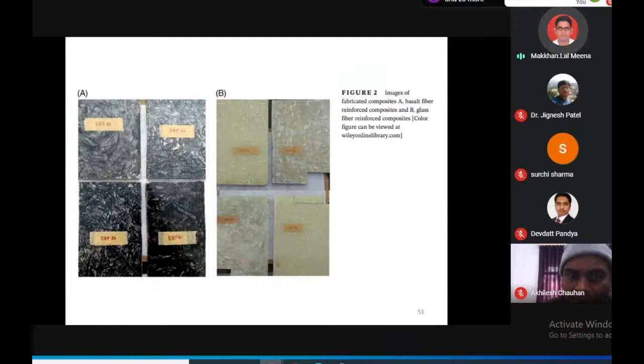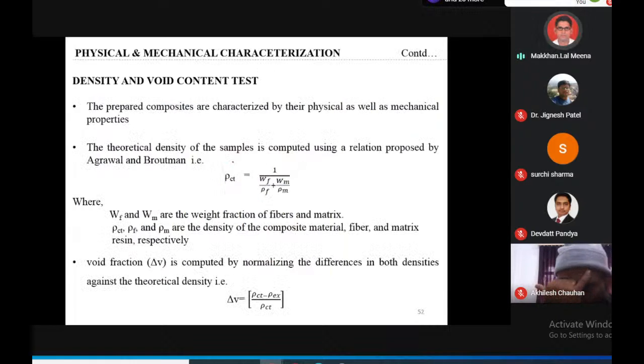And after fabrication, we can see the final image of the fabricated composite. Figure A shows the basalt fiber and B shows the glass fiber. This one is based on 10% weightage, and these are 20, 30, 40, as well as 10, 20, 30, 40. So in our case study, we do different physical and chemical characterization.